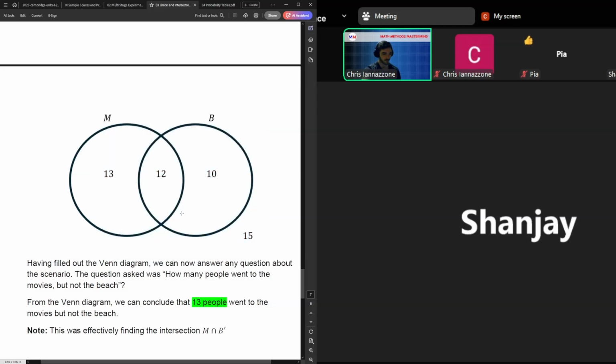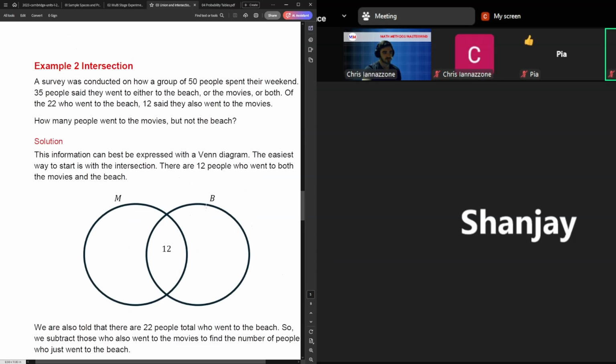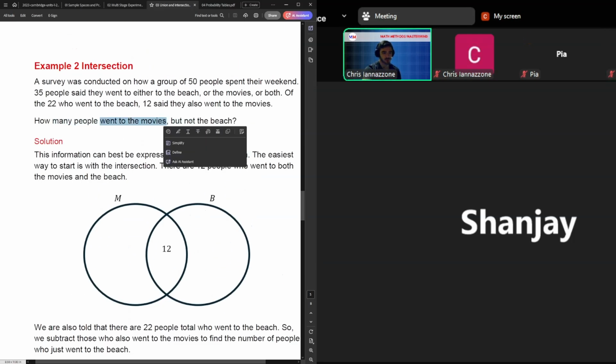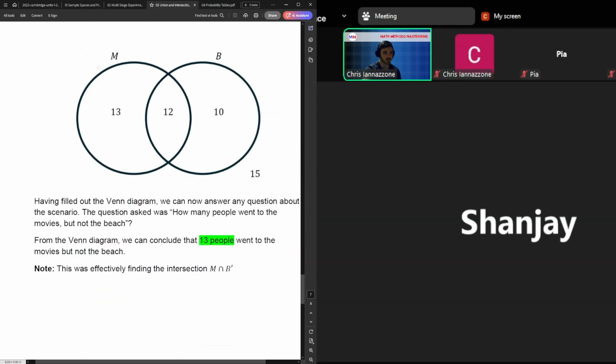Yep. Cool. Okay. Now that we actually have our little diagram, we can answer pretty much any question. So how many people went to the movies but not the beach? Well, that's going to be this spot here. Movies excluding the beach spot, so 13 people. If you needed the probability of people attending the movies, then you would do 13 divided by the total of 50. You do want to include this external. So 13 divided by 50, that may or may not simplify. Pretty sure it doesn't.